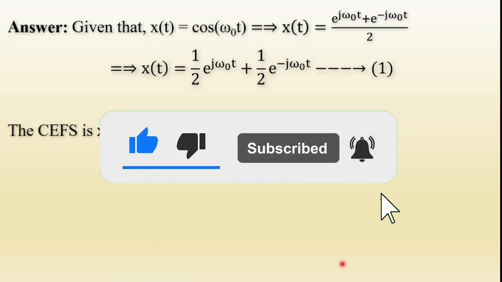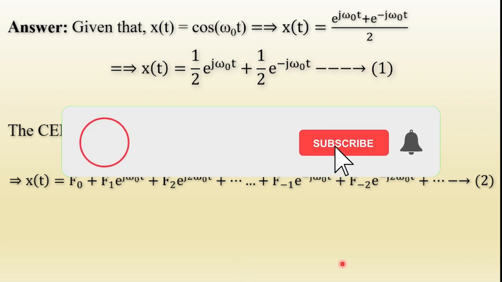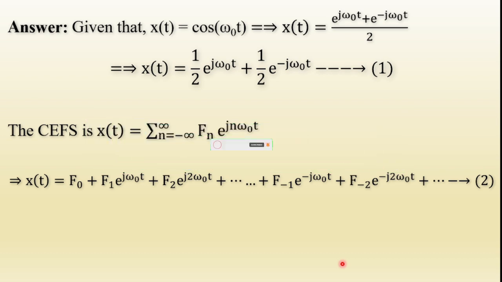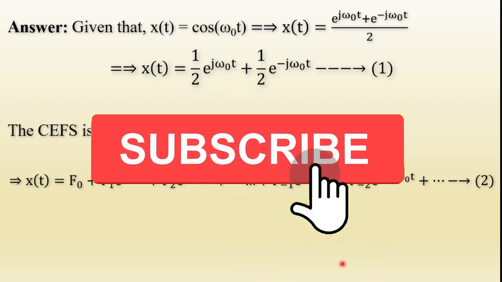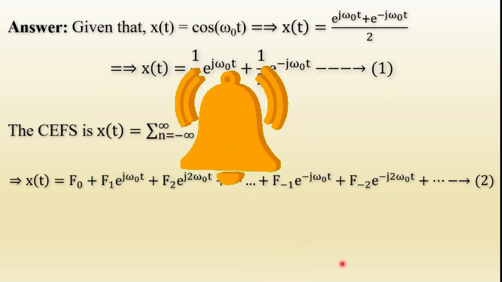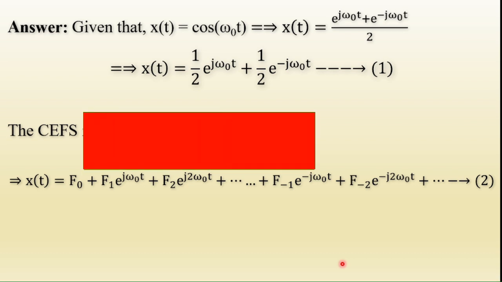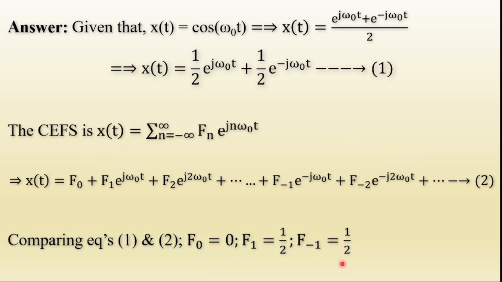So we know that the expansion of the complex exponential Fourier series is x of t is equal to F naught plus F1 e power j omega naught t plus and so on, plus F minus 1 e power minus j omega naught t plus and so on, and this is considered as equation 2. So now comparing equation 1 and equation 2, we get the complex exponential Fourier series coefficients: F naught is 0, F1 is 1 by 2, F minus 1 is 1 by 2.